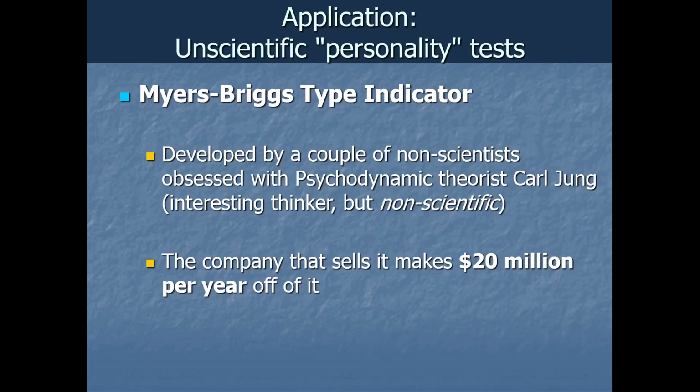Indeed, it was developed by a couple of non-scientists who were just obsessed with psychodynamic theorist Carl Jung, who is like a super interesting thinker, but not scientific. And there is a huge conflict of interest here, since it's a for-profit company that sells these tests, making $20 million per year off of it, probably more now. So no wonder they don't want to test whether it's actually reliable or valid. They are making bank pretending it's a real thing.